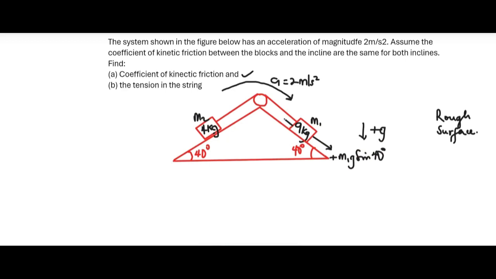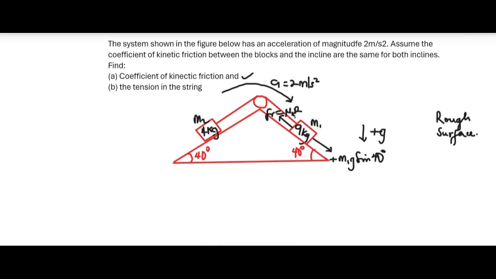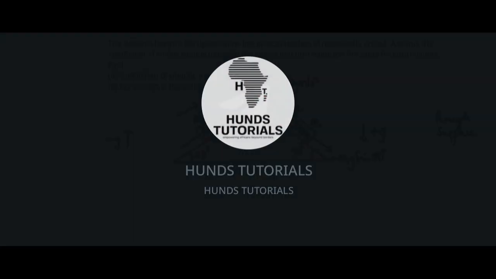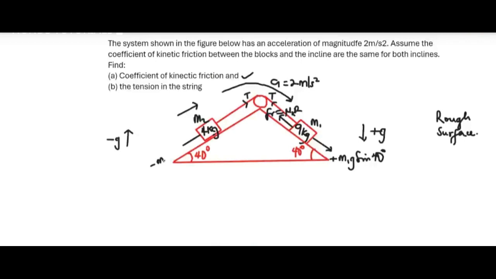Opposite this would be your frictional force, tending upwards. That's Fr, and Fr is equal to mu R. Your mu is the coefficient of kinetic friction because the object is accelerating. Towards the pulley is also your tension on both sides. Since this body is projecting upwards, it is against gravity, hence it will be minus G. So the weight bringing the object downwards would be minus M2G.